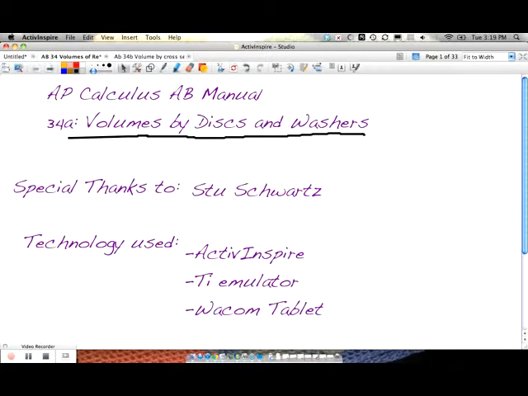Alright, continuing the series with this later part of the calculus manual. We're looking at volumes by disks and washers today.